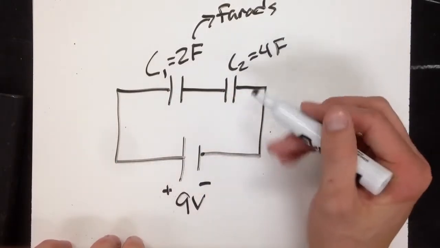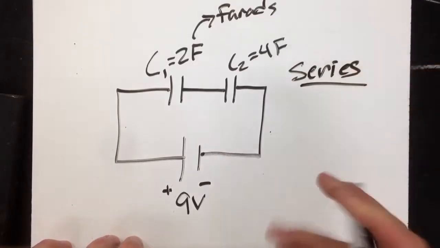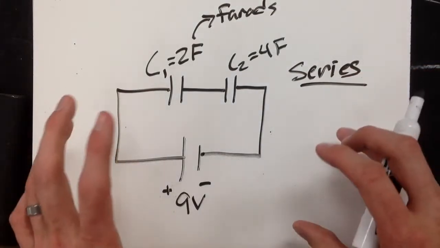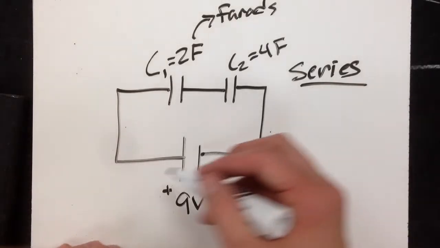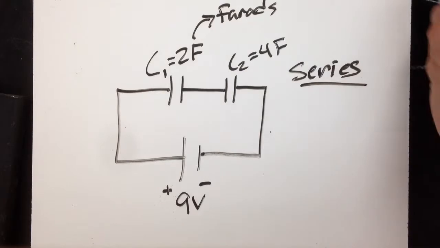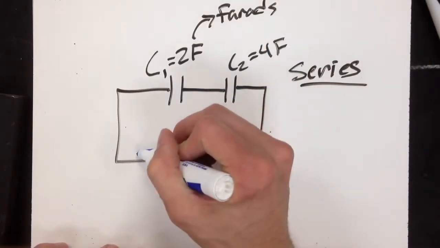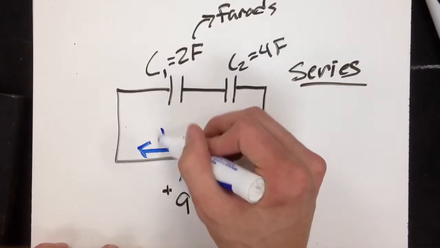These two capacitors are in series with each other. Here's what this means: when something is in series, there's only one way for the current to flow. So in this circuit, we have current, and we always draw current flowing out of the positive terminal of our battery.